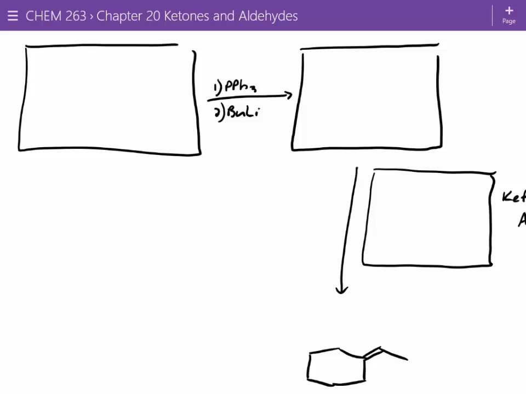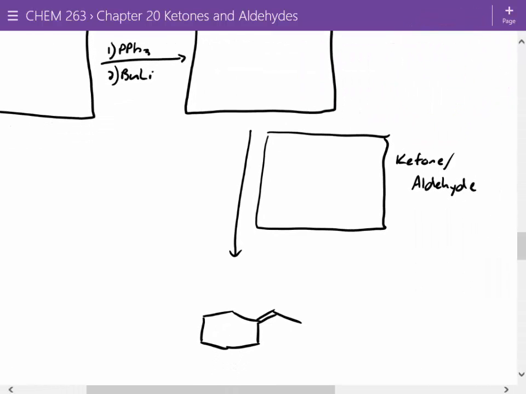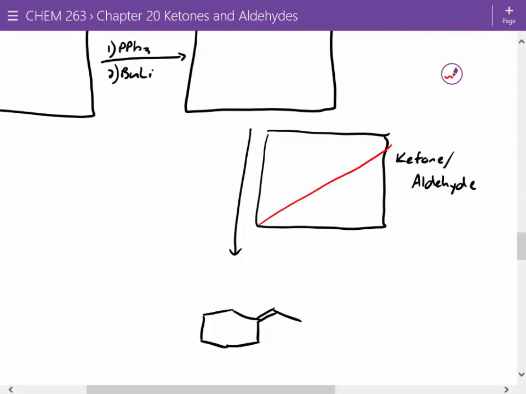So let's break it down and work a little bit backwards. I'll give you guys two options for your ketone or aldehyde. Our first option would be to have cyclopentanone. Our other option would be to have our aldehyde. Which one do you think is the better option?